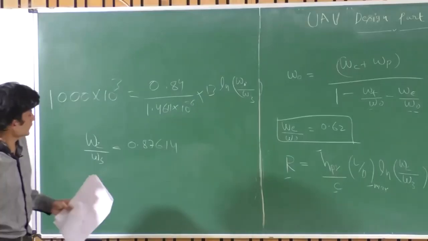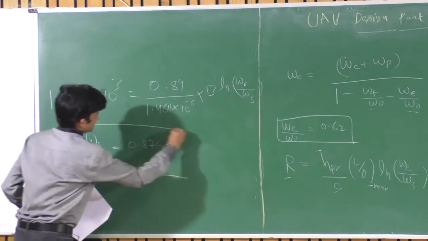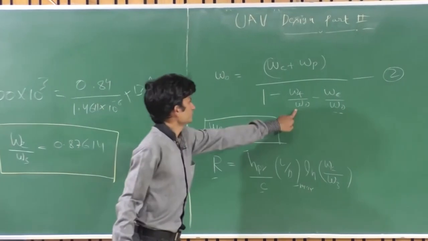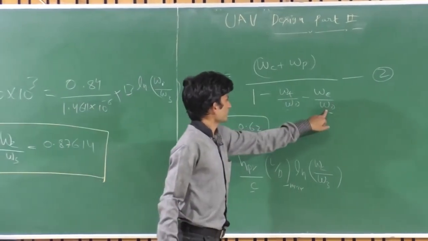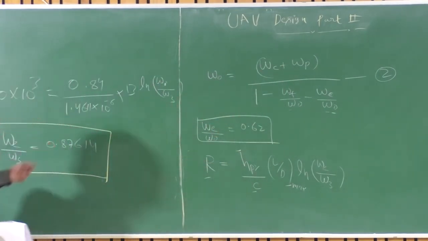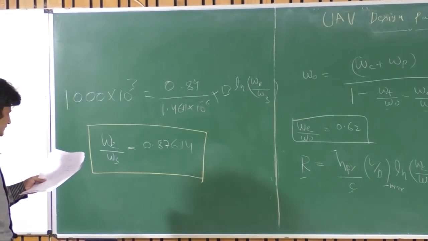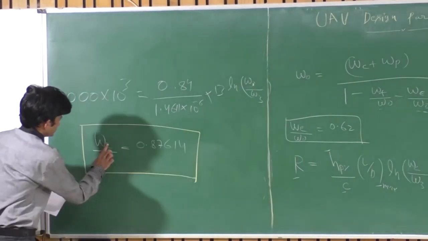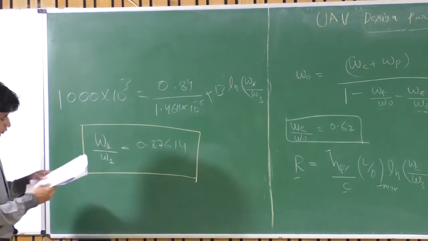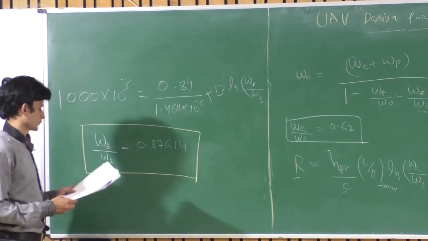You will get 0.87614. I request you to please take at least 5 digits so that you can get good results. If you approximate here, you are approximating here, and if you approximate here, you are approximating here. So if you do the approximation everywhere, your result will not be correct, okay? So you just take at least 5 digits. So you are getting W3 by W2, sorry, and W2 by W3 you will get 1.14136. If you reverse this, W3 by W2 will come 0.87614.